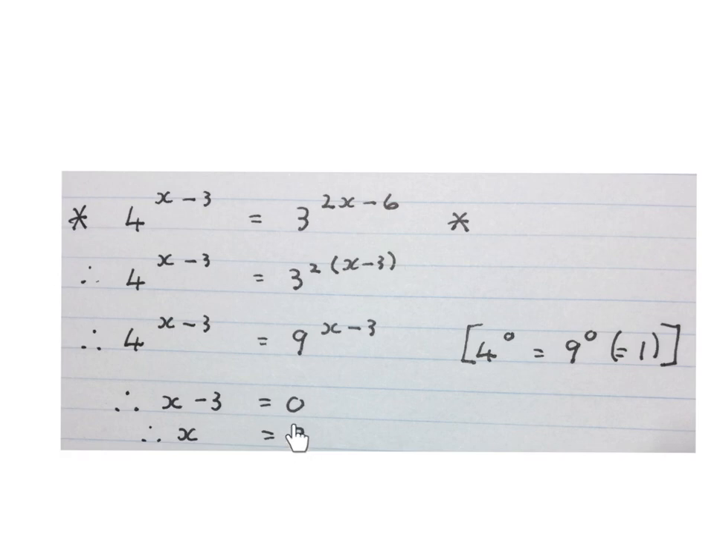If you take that 3 and you substitute it back in there, you're going to get 4 to the power of 3 minus 3, which is 4 to the power of 0. Take that 3, substitute it back in there. 2 times 3 is 6, minus 6 is 0. That gives you 4 to the power of 0 equals 9 to the power of 0, and that will be true.